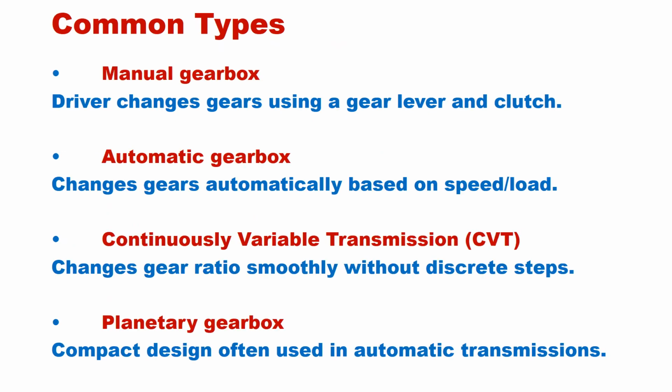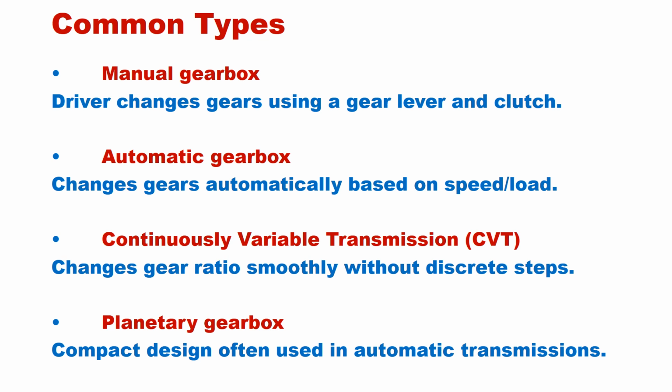Common types of gearboxes. The first one is the manual gearbox. The driver changes gears using a gear lever and clutch. Okay, it is the manual gearbox. Second one, automatic gearbox. It changes gears automatically based on speed and load. Okay. Then continuously variable transmission, CVT type. This type changes the gear ratio smoothly without discrete steps.